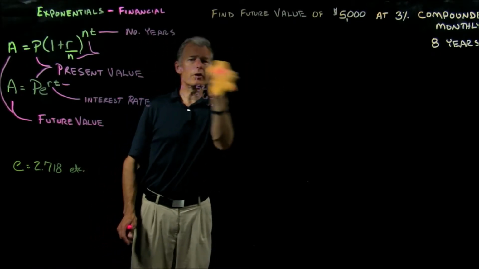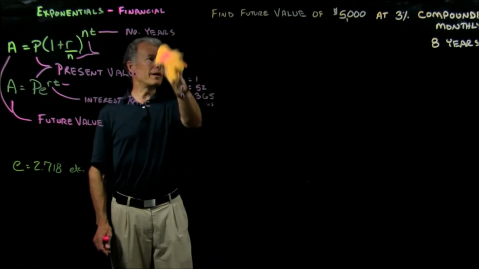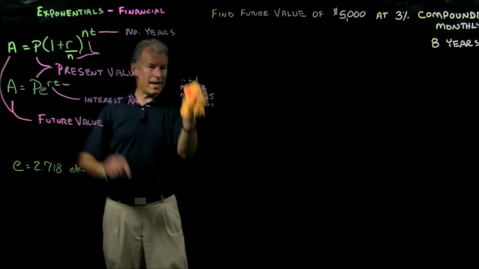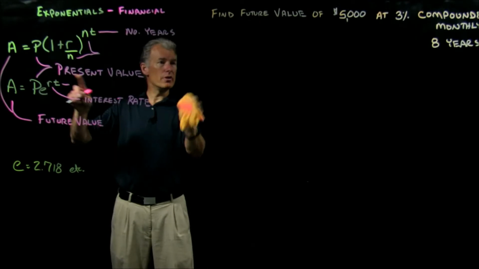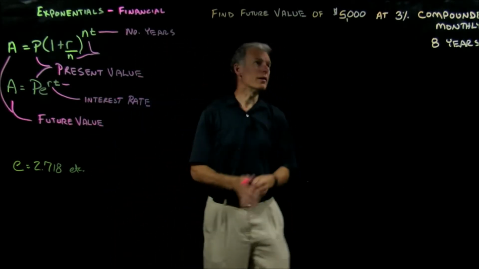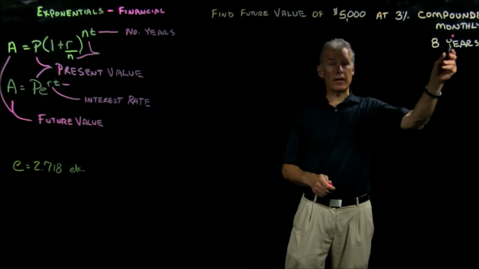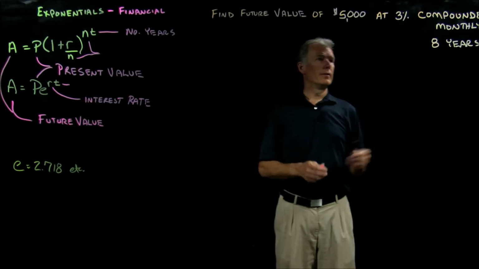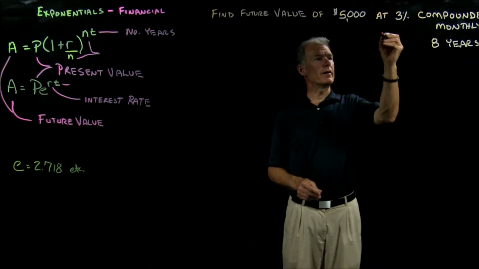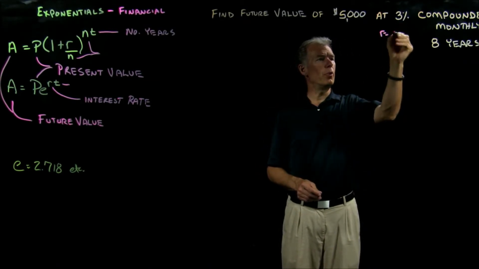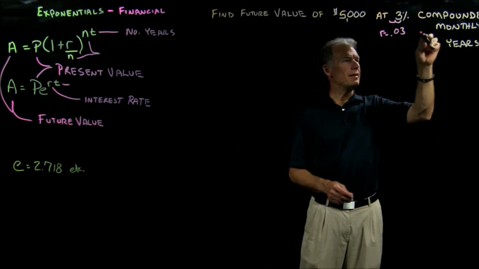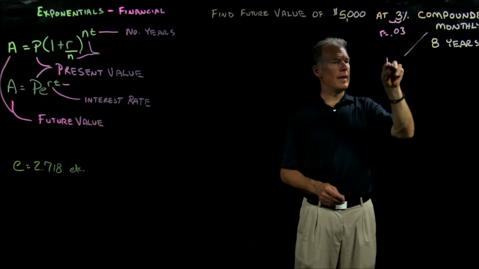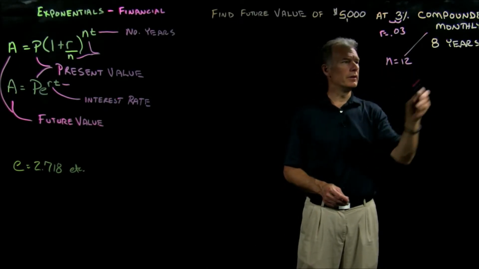So in this problem, the first one, we're going to find the future value. In other words, we're going to find A. The next question is how do you know which equation to use? And that comes right here. Compounded monthly, right? And so right here, R is equal to 0.03. You know, move the decimal over. Monthly means that N will be equal to 12.